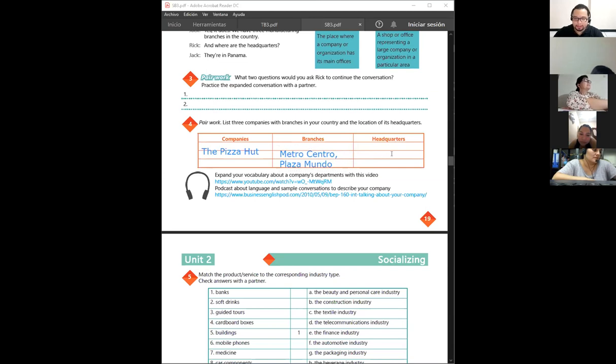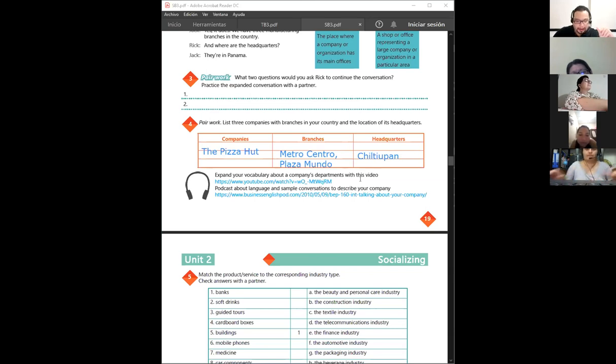Okay, where is the headquarters? The headquarters for this one is in Chiltupan. Where is Chiltupan? Chiltupan is in Merliot, right? The headquarters of this company, Pizza Hut, is in front of the Plaza Merliot. Okay, that is the Chiltupan headquarters. Very good. Now, do you get the difference between branches and headquarters? Wendy, do you get the point? Yes. Okay, very good. Flor, do you get the point? Yes.